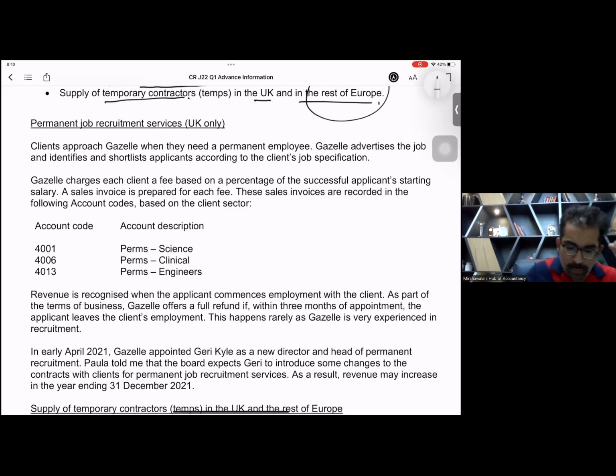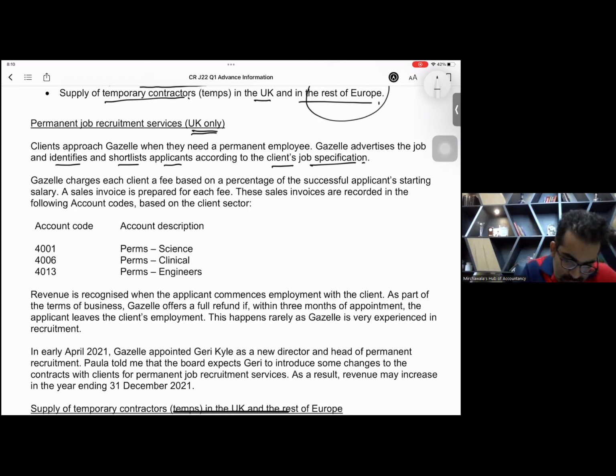Permanent job recruitment services, UK only. We provide permanent job services for the UK only, right? Now, clients approach Gazelle when they need a permanent employee. Gazelle advertises the job and identifies and shortlists the applications according to the client's job specification. Okay, that means first Gazelle takes the interview and shortlists.